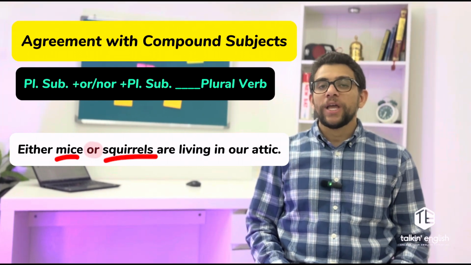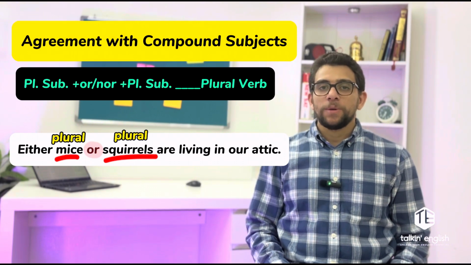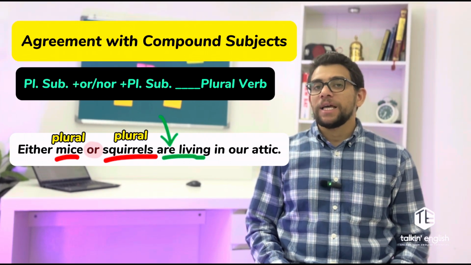As I told you, when you have two plural subjects joined by the word or the word nor, the verb has to be plural. That's why the verb that is used here is are living. The word are here is plural because mice and squirrels are plural and they're joined by the word or.